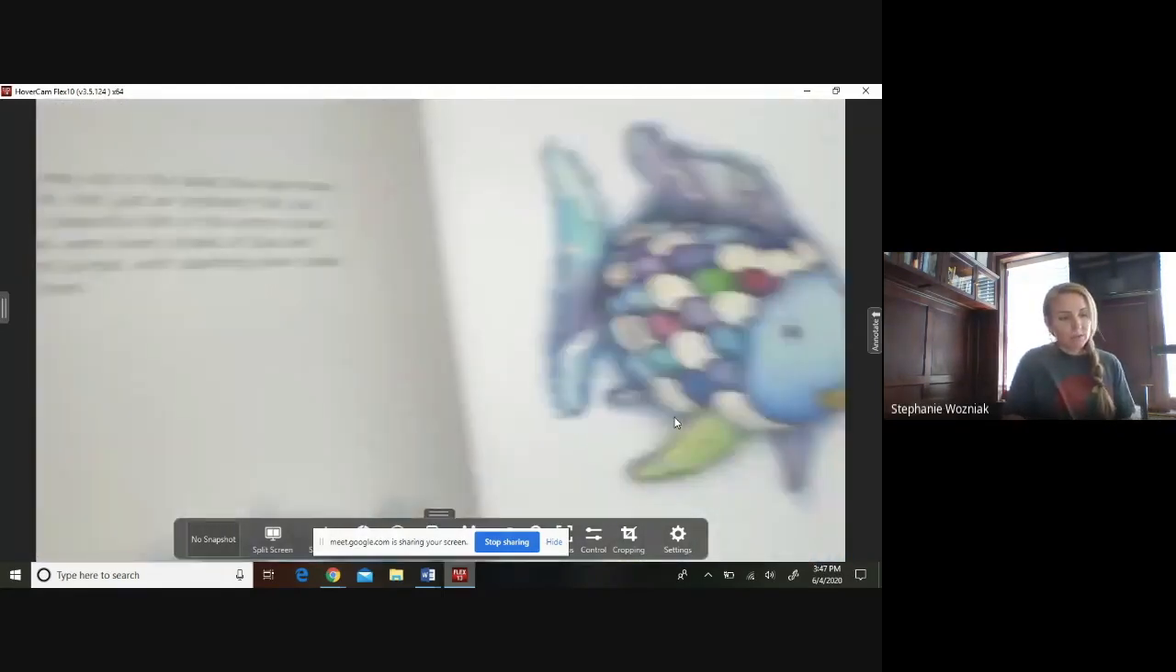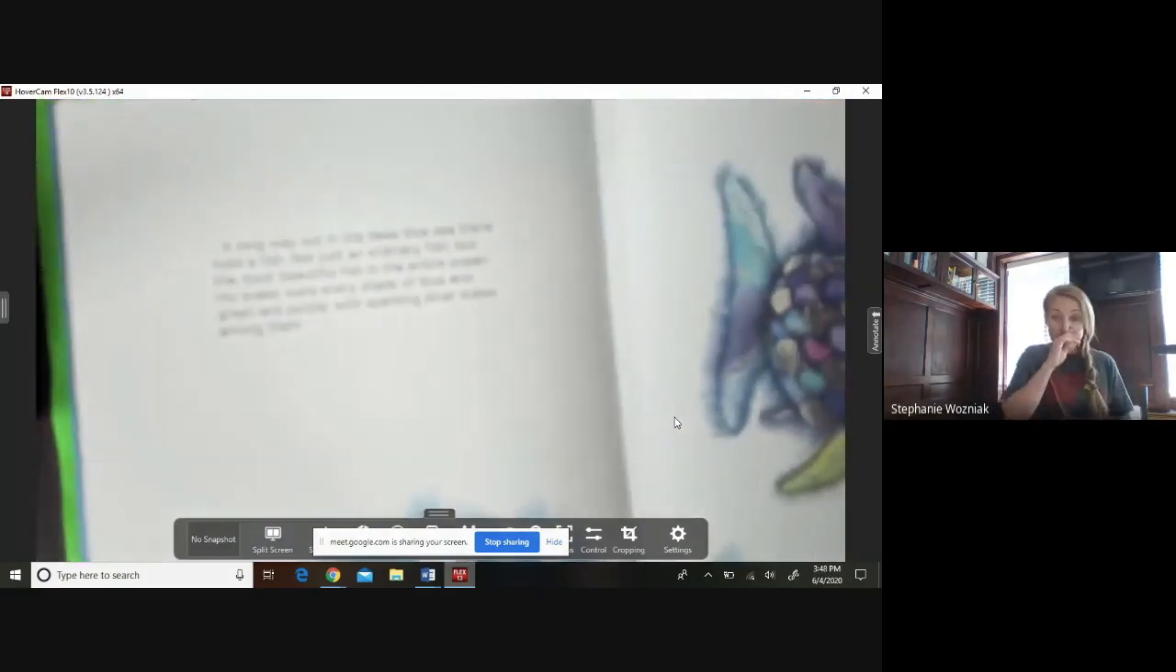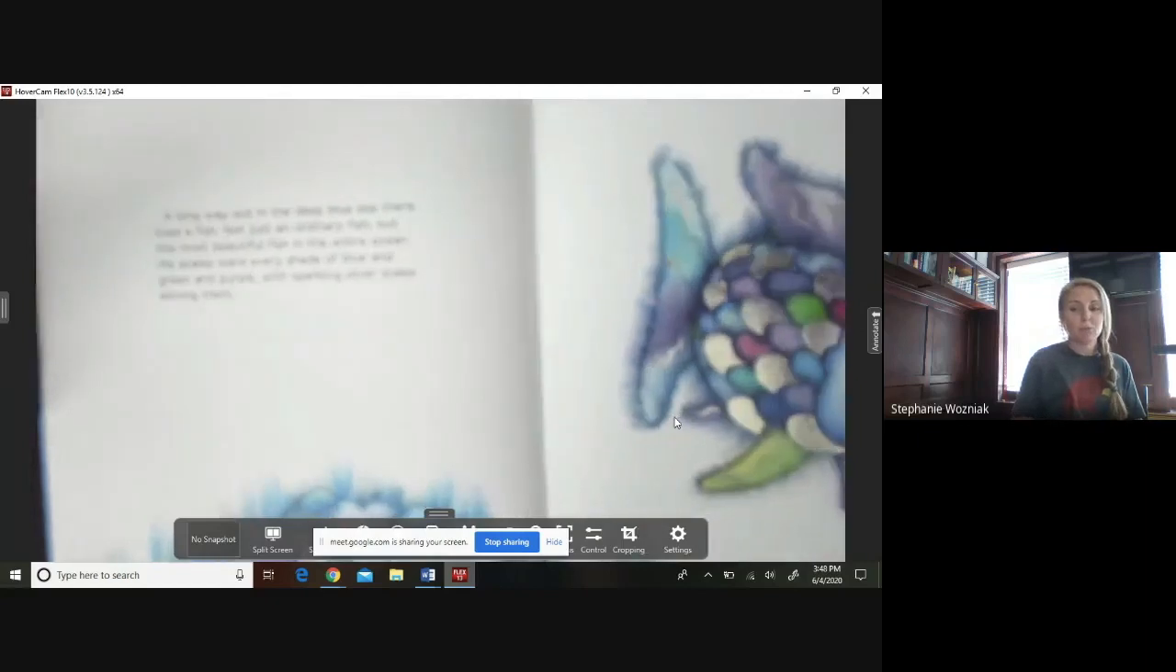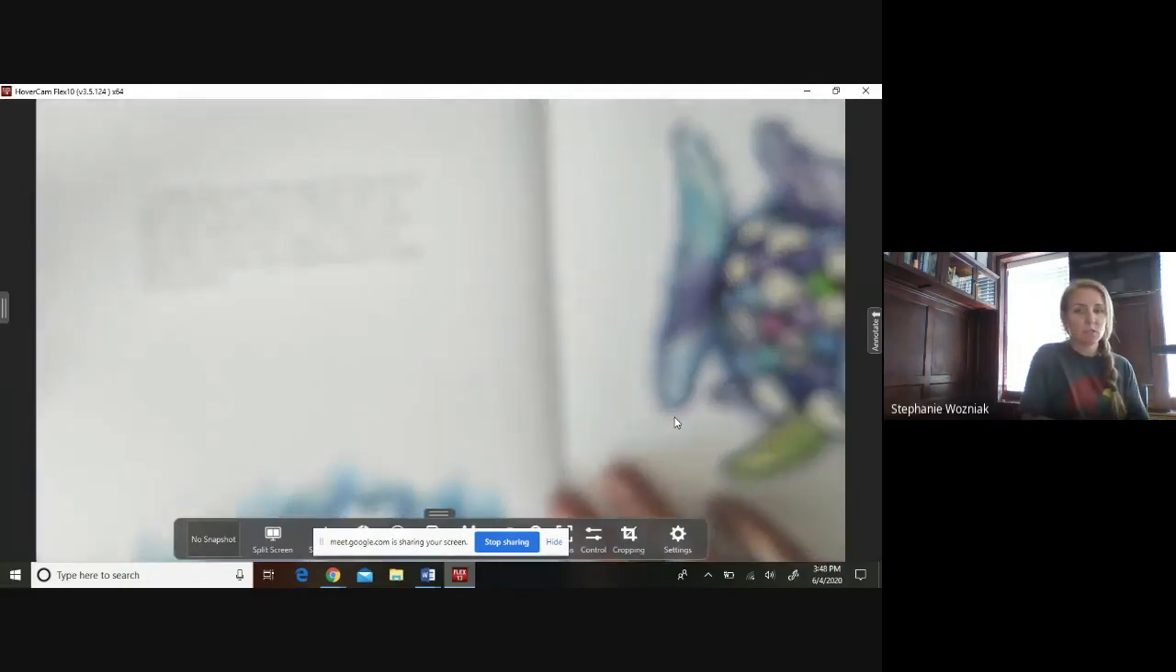All right, so here is the Rainbow Fish. And I just want to remind you, when I ask a question, make sure that you pause it, take a second to think about it, and answer it before you push play. Okay, let's see if this adjusts.